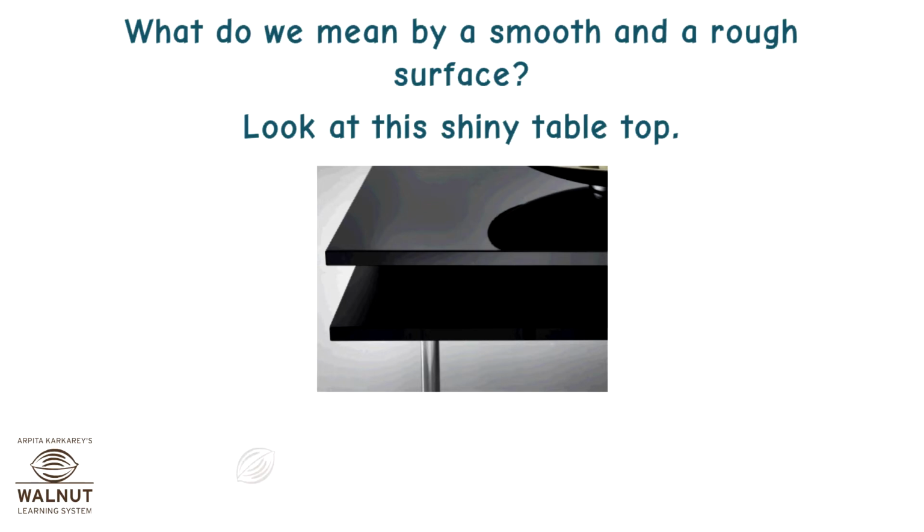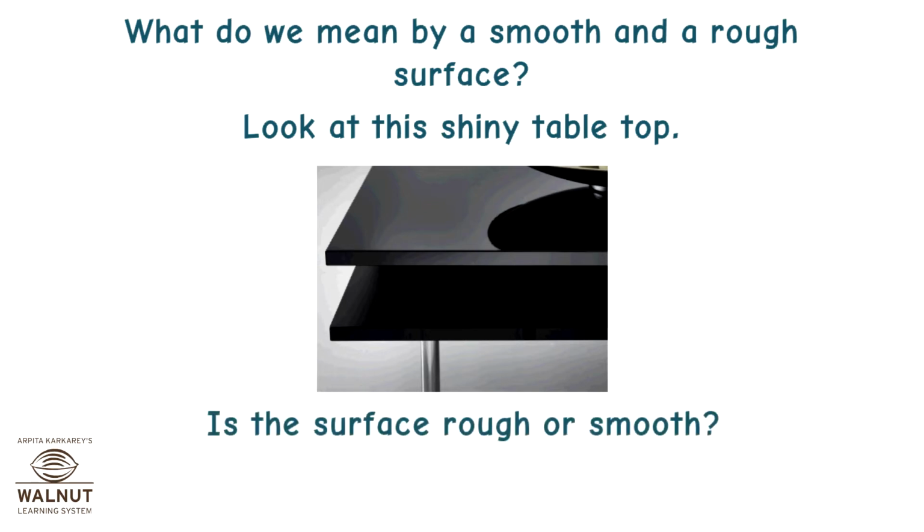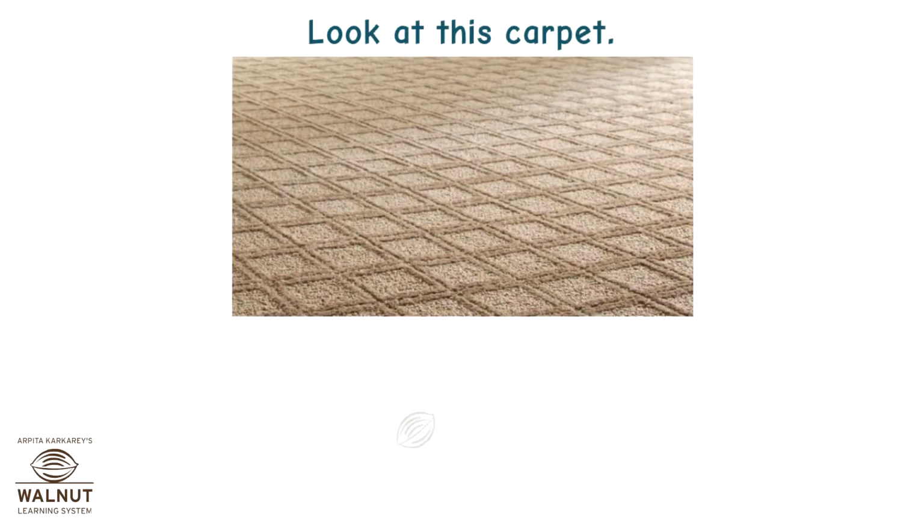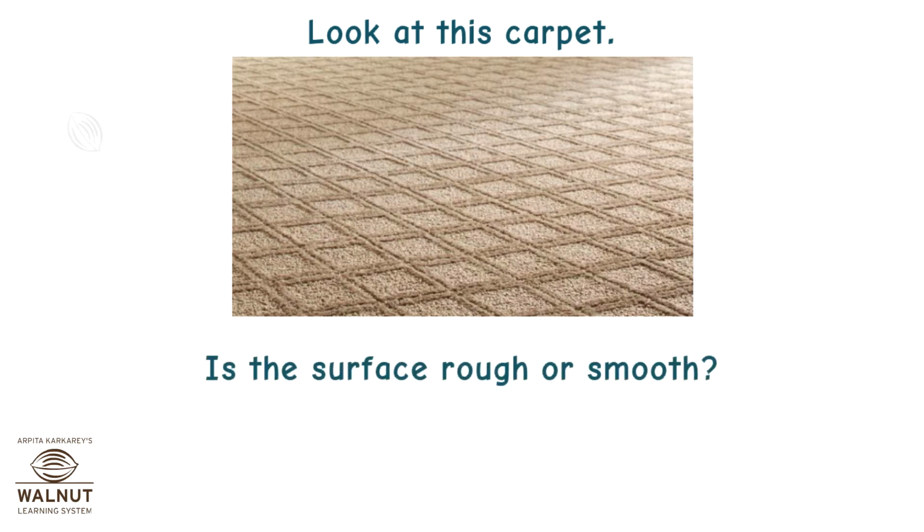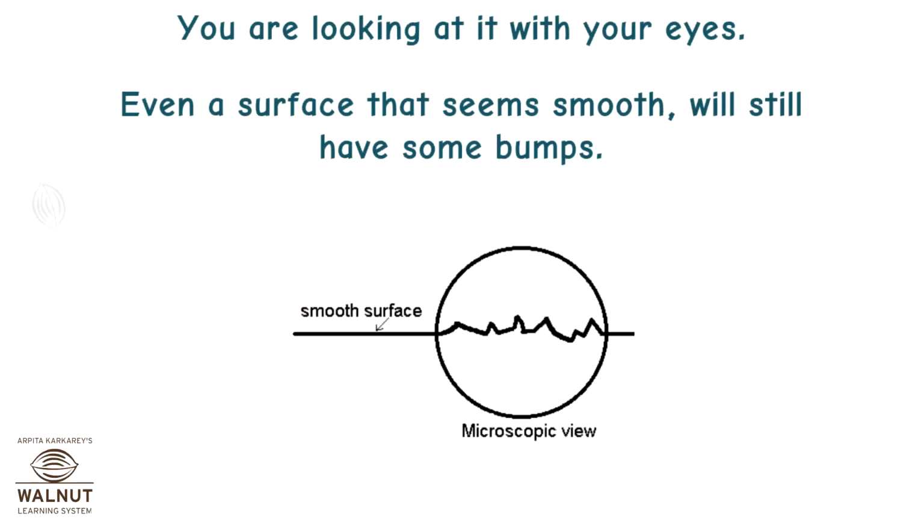Look at this shiny tabletop. Is the surface rough or smooth? It is smooth. Look at this carpet. Is the surface rough or smooth? It is rough. You are looking at it with your eyes. Even a surface that seems smooth will still have some bumps.